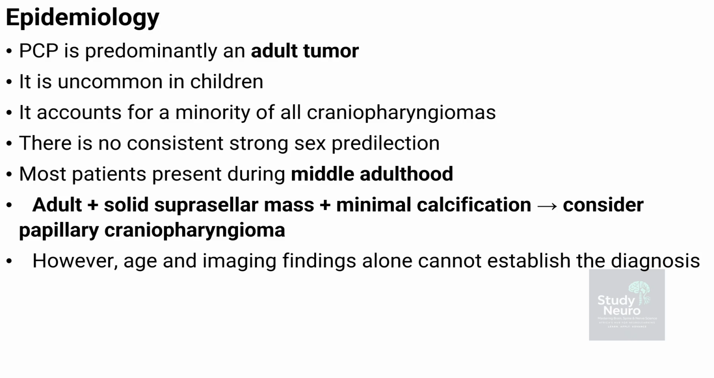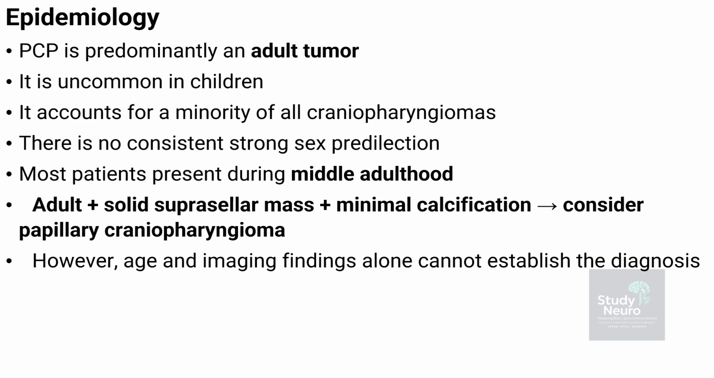Papillary craniopharyngioma is predominantly a tumor of adults and is uncommon in children. It represents a smaller proportion of all craniopharyngiomas, with most patients presenting during middle adulthood. There is no consistent strong preference for either sex. Age matters. An adult with a solid suprasellar mass and little or no calcification should raise suspicion for papillary craniopharyngioma, particularly when the imaging appearance fits the typical pattern.